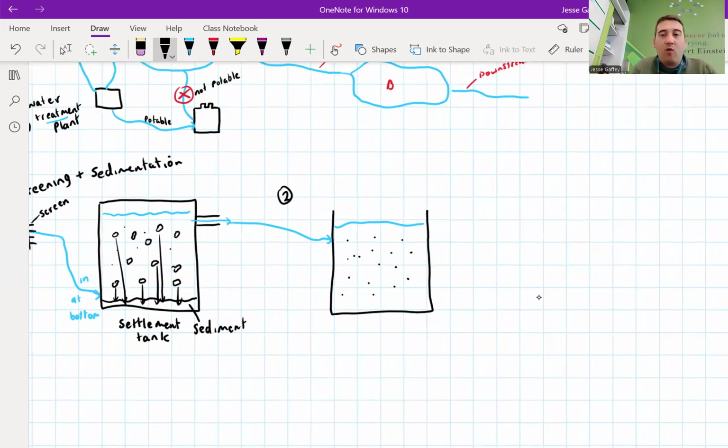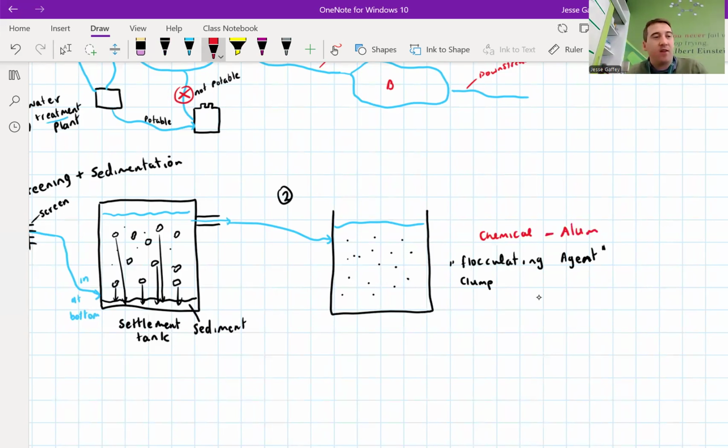What we want to do is get them to clump together into bigger lumps so that they're heavier and they sink down. So we want them to clump. Anyone who does ag science will recognize this word. We want them to flocculate. So what we do is we add something called a flocculating agent. This is just a chemical. And that chemical is usually a substance called alum.